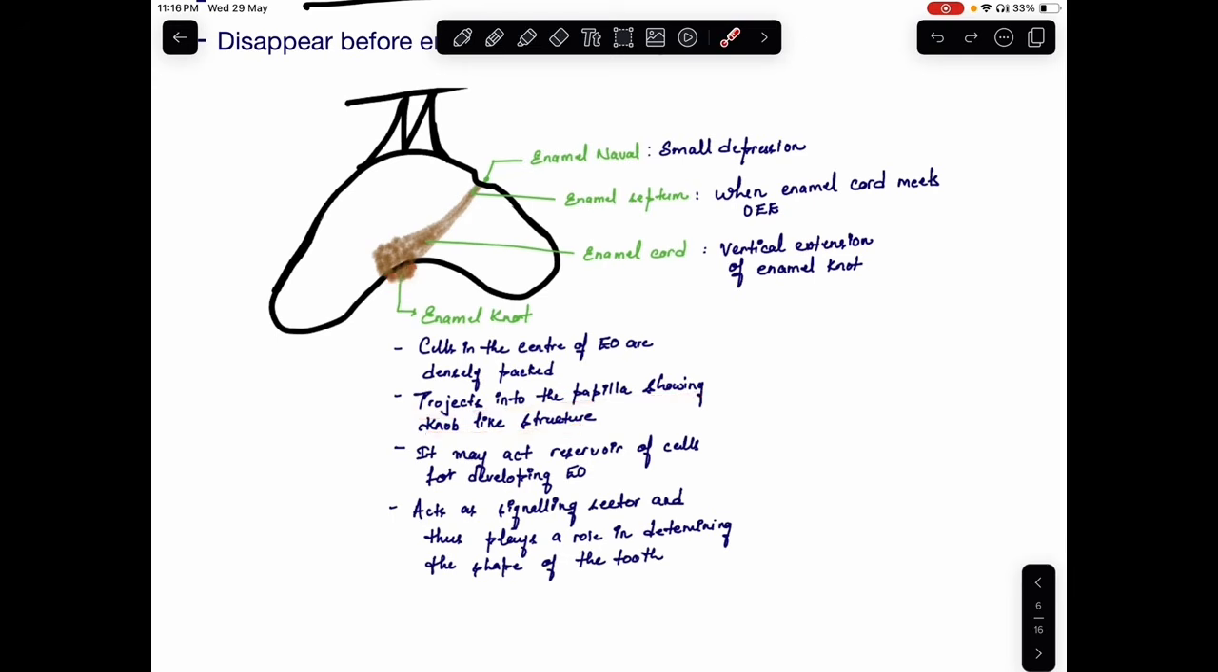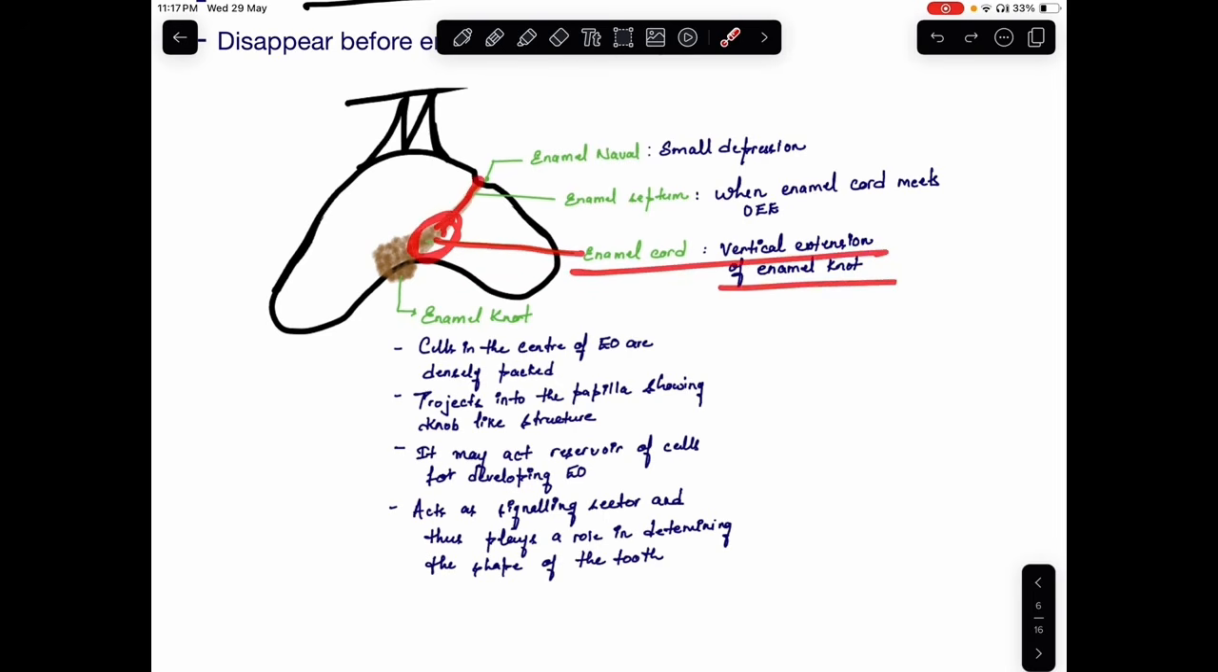They may act as a reservoir of cells, so they have a lot of cells and this is continuously growing. So this can provide cells to the entire enamel organ, and they also act as a signaling center and play an important role in determining the shape of the tooth. Okay, now moving on. So this will have a vertical extension. I was just talking about this part. This was the enamel knot. Now this is the enamel cord. This is the vertical extension of the enamel knot.